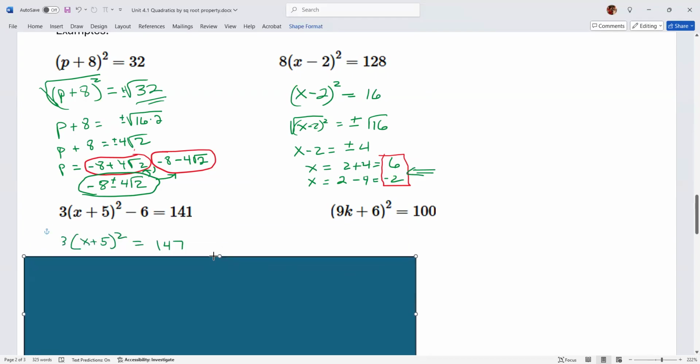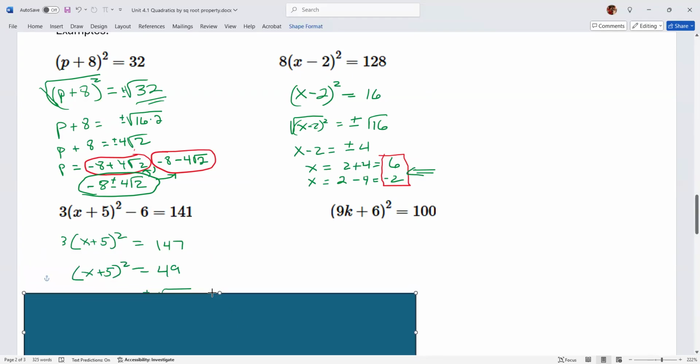Just a little bit more complicated, but not much. If you have to get rid of the 3 and the -6 to isolate the square term, I would add 6 first. That gives me the 147 on the right. Divide both sides by 3, and that would give me 49 on the right. Then take the square root of both sides.